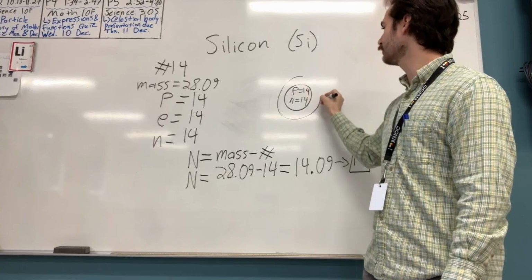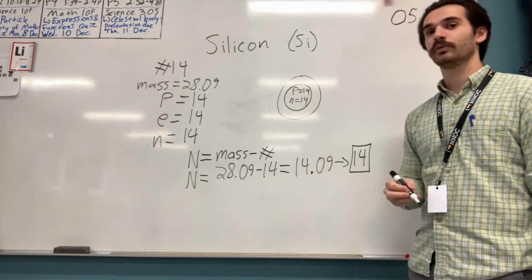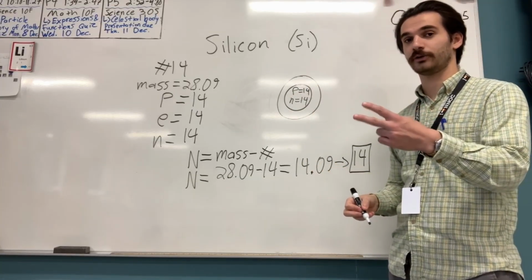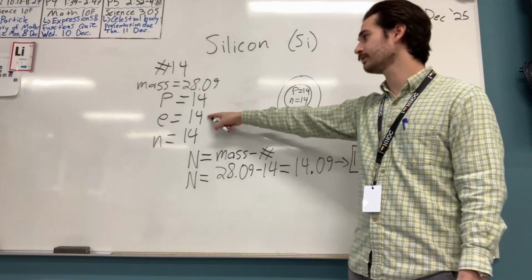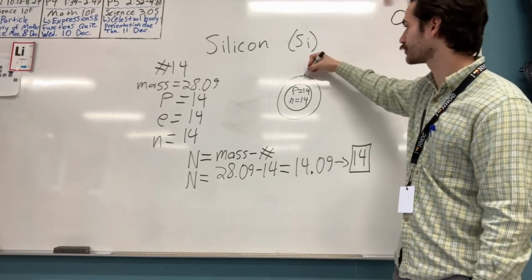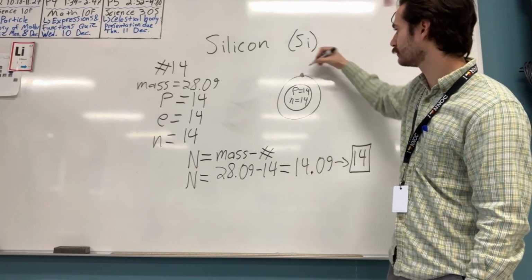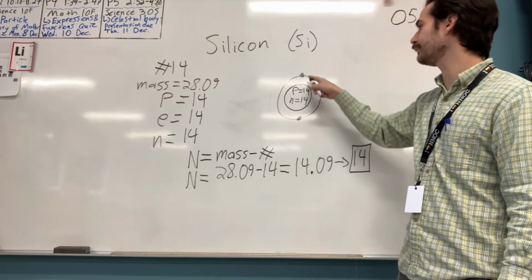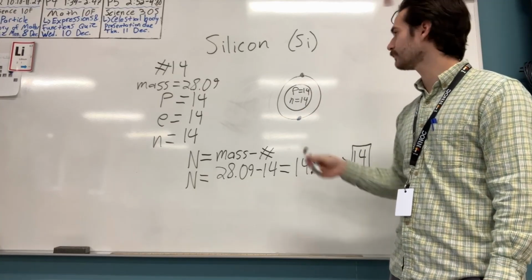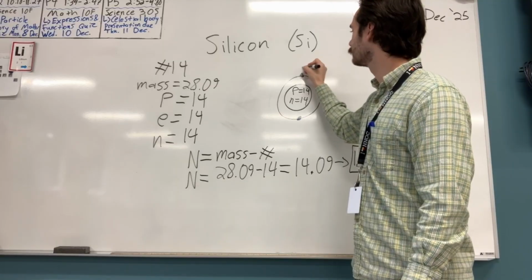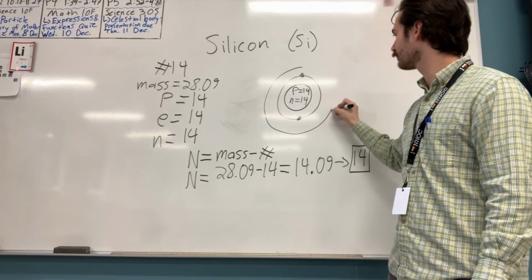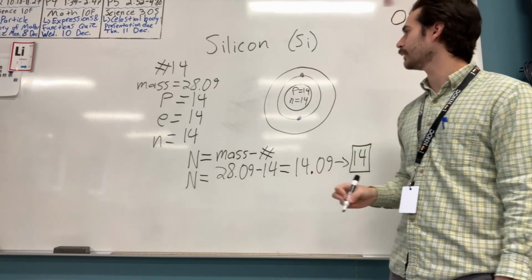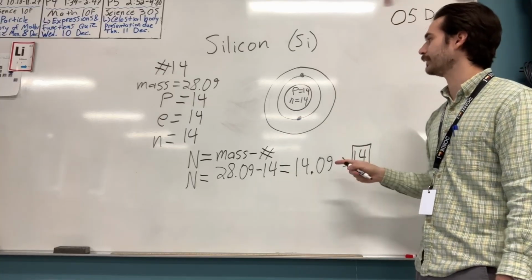So in the first shell, we can fit 2 electrons, only 2. We have 14 to work with, but we can only put 2 in that first shell. So 1, 2. And some teachers like you to pair these electrons up. I don't really care about that. And I'll show you what I mean by that on this one.